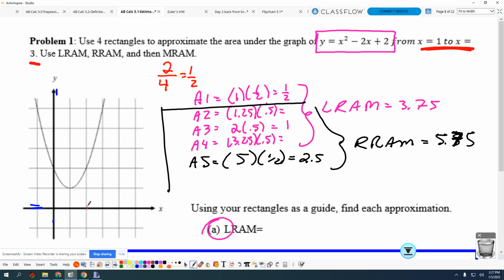So let's see. For LRAM, we went from here and got that rectangle, and this was the second one. Well, I'm not doing halves, sorry. So the first one has the same height as the second one. Yeah, so I ended up using these 3 rectangles again, except they extend to the right. So that first one's not there, and the last one I needed to calculate.